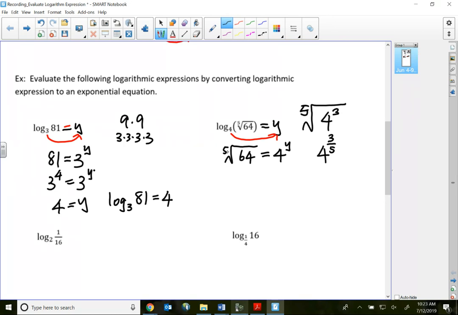So fifth root of 64 can be rewritten as 4 to the 3 over 5 power, which is equal to 4 to the y. So now when the bases are the same, we can set the exponents equal. Therefore, my answer is going to be 3 over 5. So log with the base 4 of fifth root of 64 is 3/5. Okay, the answer is 3/5.